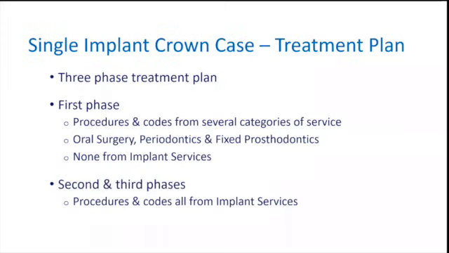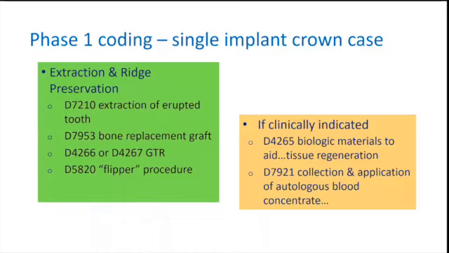So here we say that we're going to do the care in three phases. The first phase is going to be procedures and codes from several categories of service, namely oral surgery for removal of the tooth, periodontics and fixed prosthodontics may be used, especially if we're going to use guided tissue regeneration, membrane placement, bone grafting, and if we're going to do perhaps a provisional restoration. And in the first phase, you wouldn't do any implant services. And then in the second phase and third phase, procedures and codes would all come from the implant services. So how would we code for this?